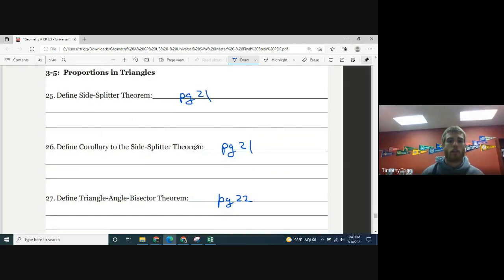For these 3 definitions, side splitter theorem and corollary of the side splitter theorem, those could both be found on page 21 of this workbook. And triangle angle bisector theorem can be found on page 22. So go ahead and pause the video, go to those pages and copy the definitions down right here.